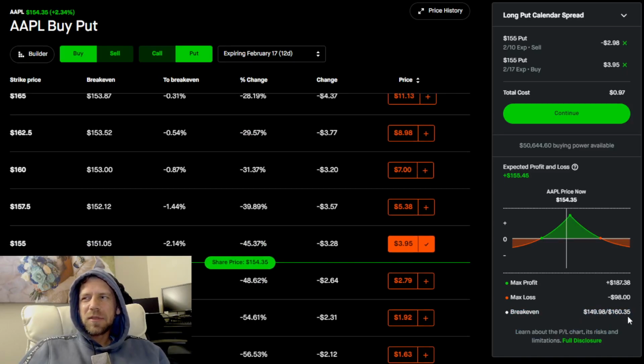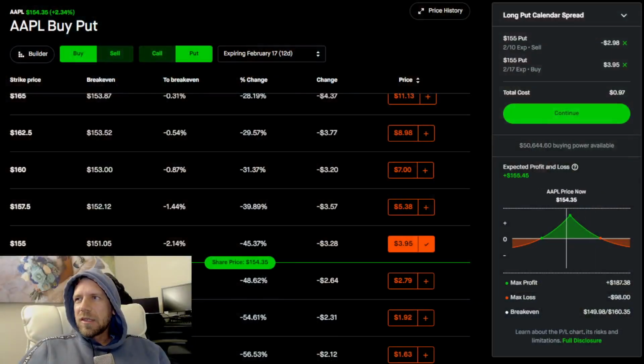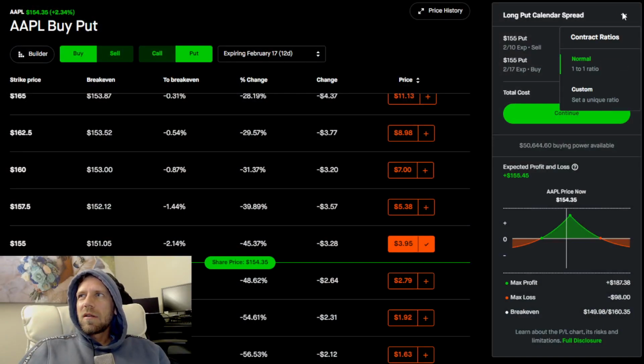149.98 to 160.35. So if you were going to go and do it, this would be the better option. Do it with puts. Let's do another example. Okay? You can play around. You can search in the options market to try to get a really good deal. Because not all the options are going to be priced the same. All right? So for example, let's shop around a little more.